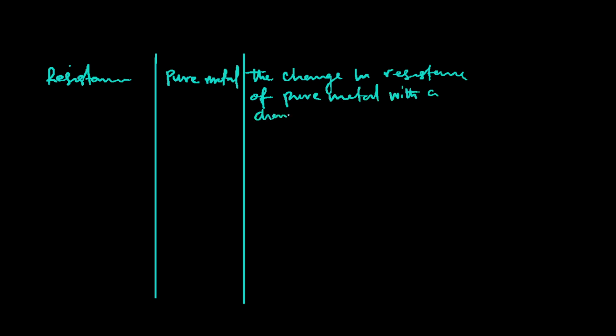So we said the change in resistance of a pure metal with a change in temperature. Do you get that now? The change in resistance of a pure metal with a change in temperature, that is what we call the thermometric property for a resistance thermometer. You guys understand this now?